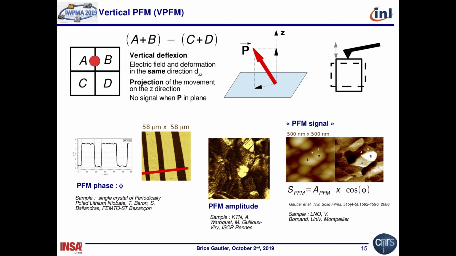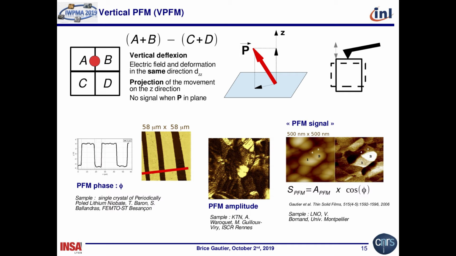So if you do that, you have a binary information. So is the projection in this direction, or is this in this direction there? So in this configuration, if you just record the phase, you have no difference between this orientation there and this orientation there. It will be exactly the same phase. No information about the direction of the polarization.